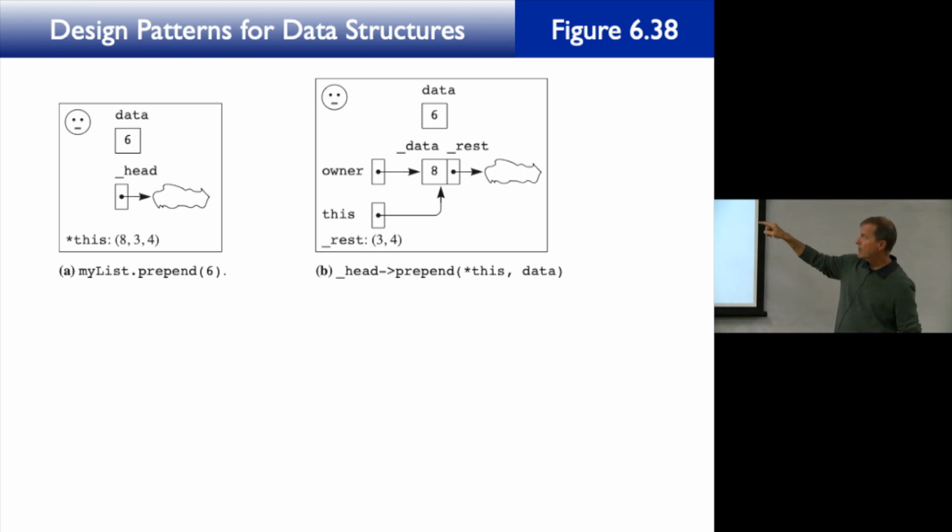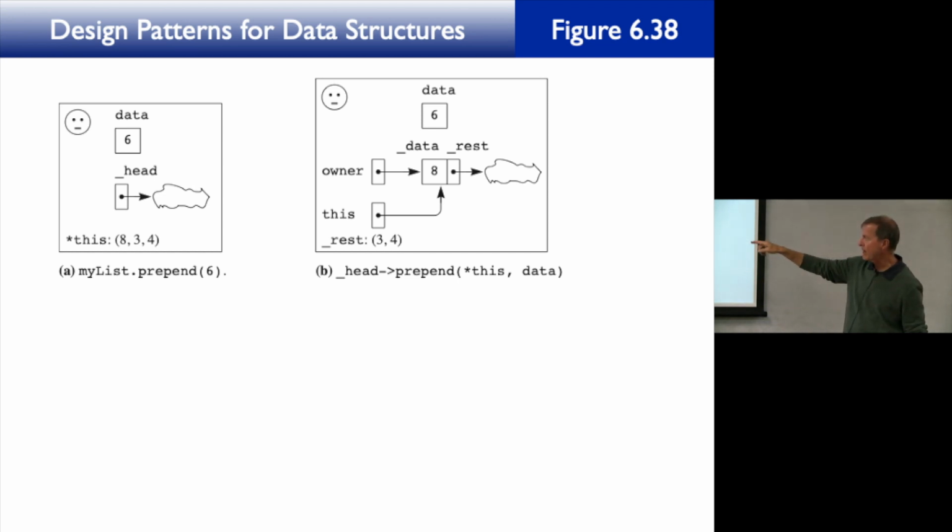But now look, not only does it have 6, which is being passed as the data, it also has access to what? Not only does it have underscore data and underscore rest as its attributes, but what does it have as its parameters? The data and the what? And the owner, because that got passed. Do you see? So now it has access to what's pointing to it. So what does it do?